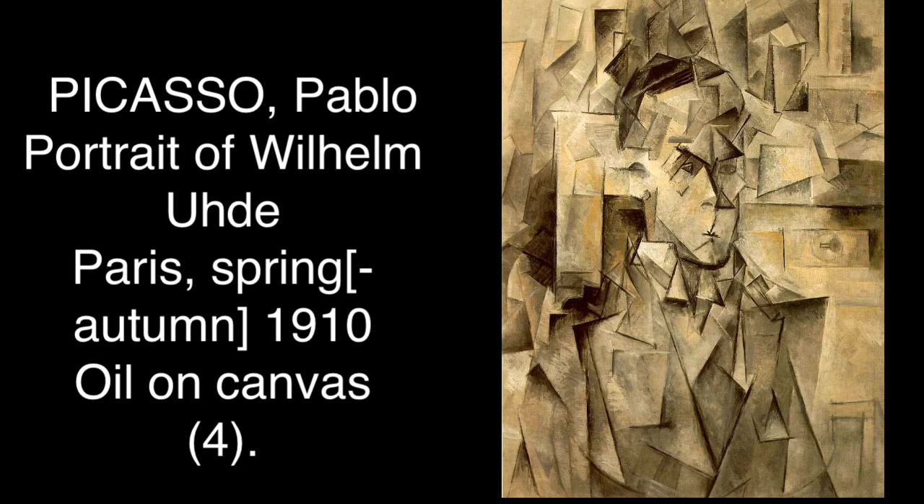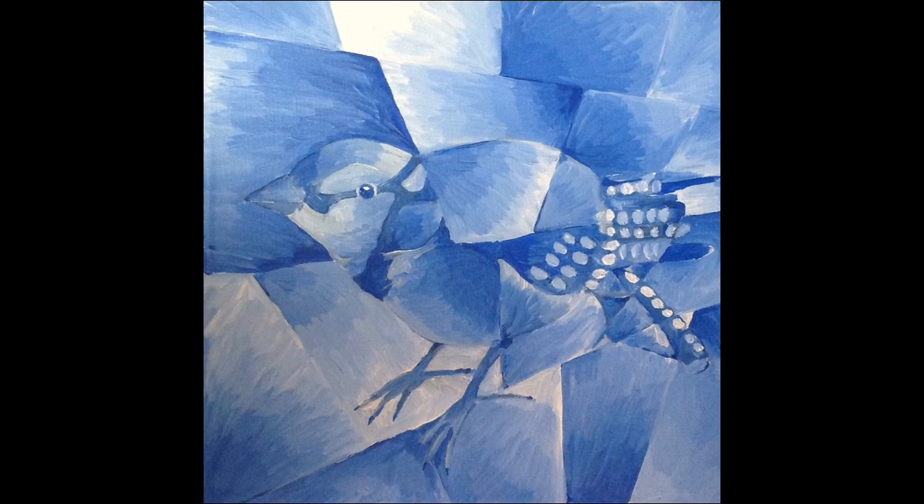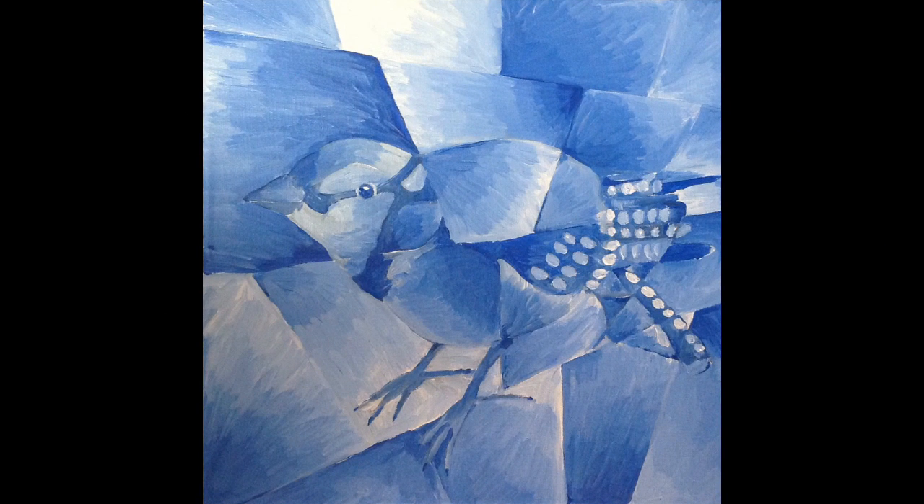Notice that there is not very much color. This is called monochromatic. Mono meaning one, chromatic meaning color, so one color. What we're going to be doing is we're going to take this idea of a cubistic style painting, and we're going to also be doing a monochromatic color scheme. So now let's watch the video I prepared for you all today to make our own monochromatic cubistic painting.